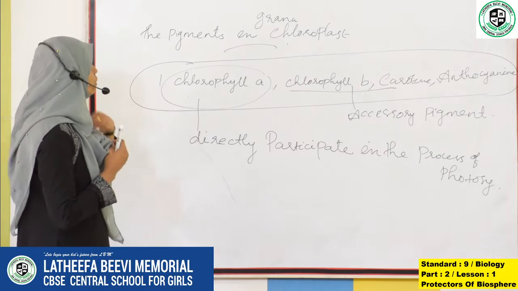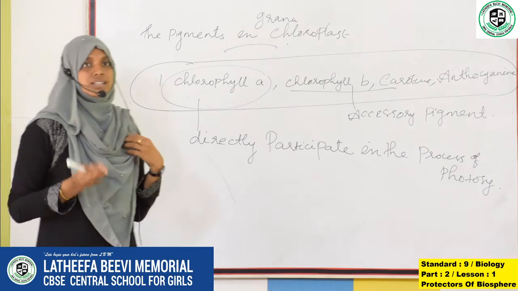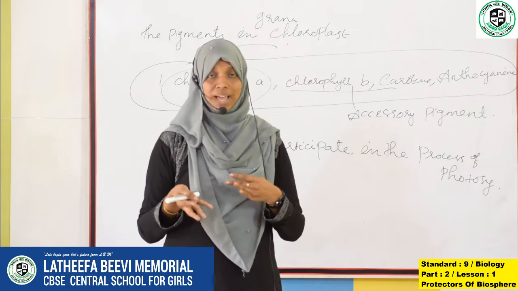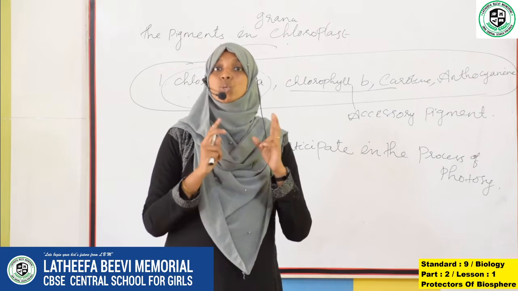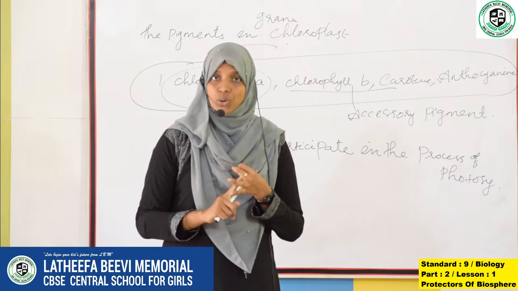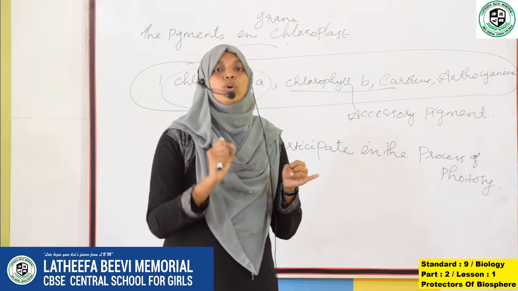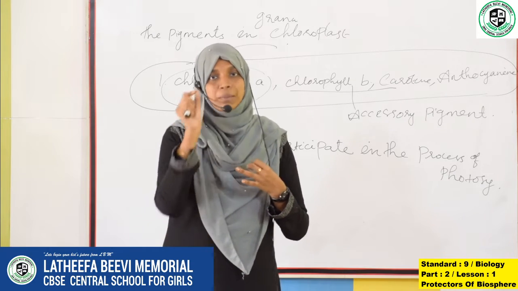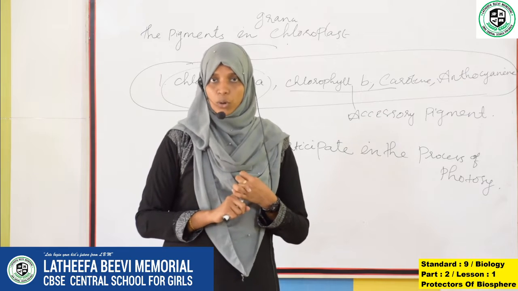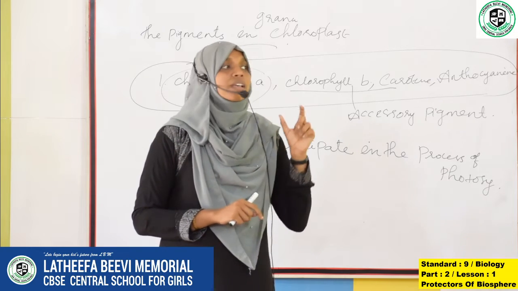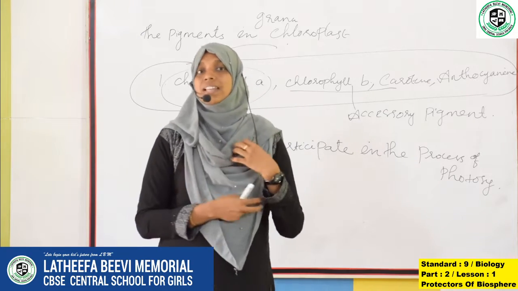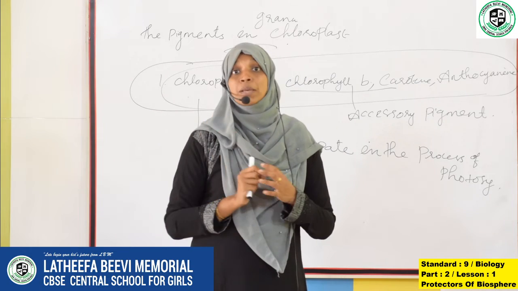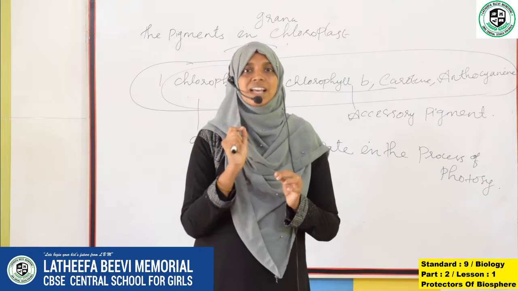So photosynthesis occurs in the chloroplast, and chloroplast has two structures, grana and stroma. Stroma is the fluid part present in the chloroplast, and grana is the brick-like structures present in the chloroplast. Some pigments are present in the grana of chloroplast.